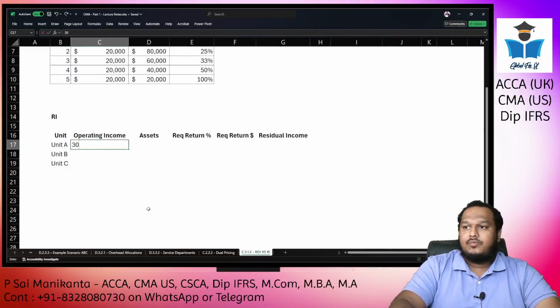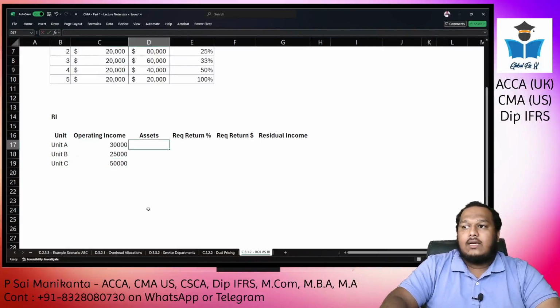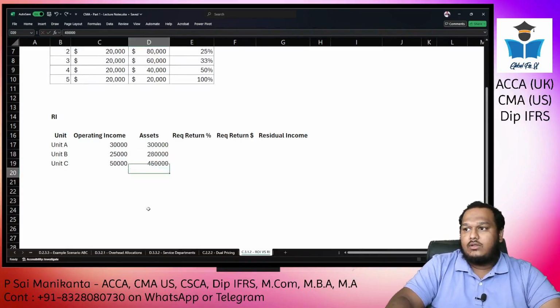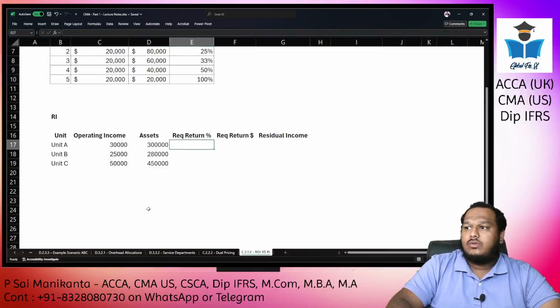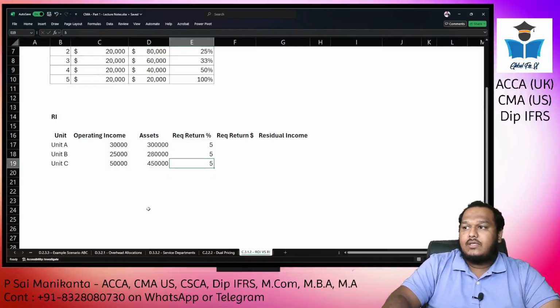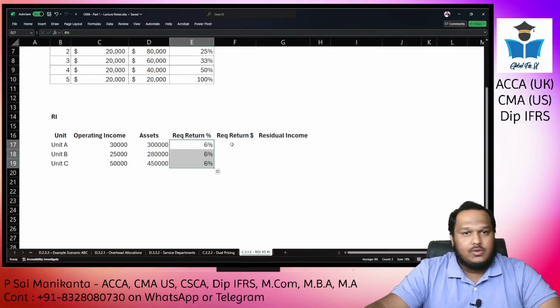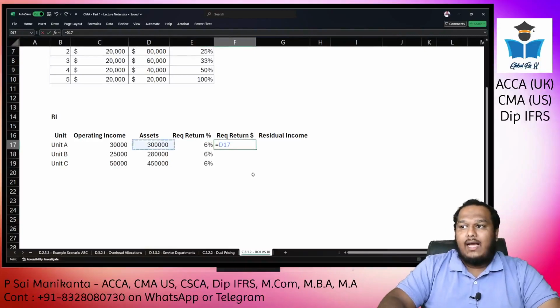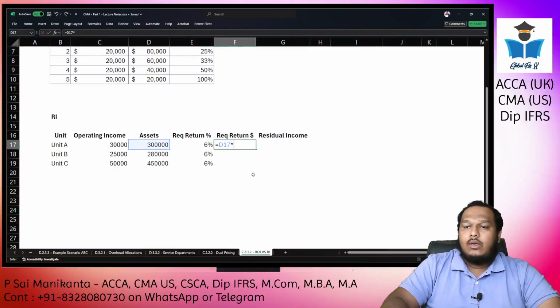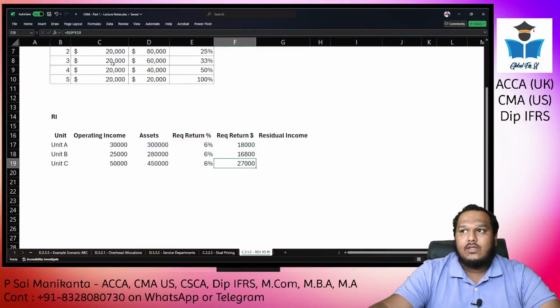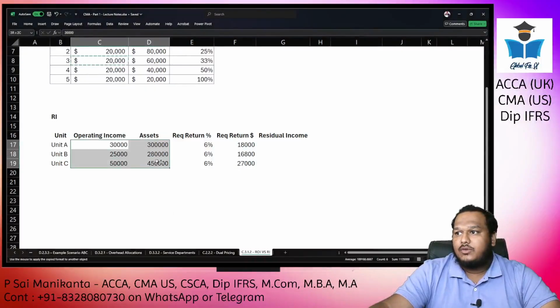Let's say operating income is 30,000, 25,000, and 50,000. Assets in the business are 300,000, 280,000, and 450,000. So required rate, let's say we wanted 6% return from all the business units. So required return in dollar amount would be the assets investment amount times the required percentage. So we wanted 18,000, 16,800 and 27,000 from these units.